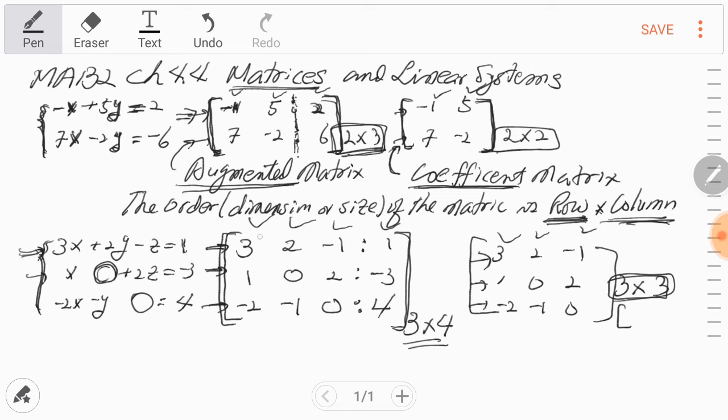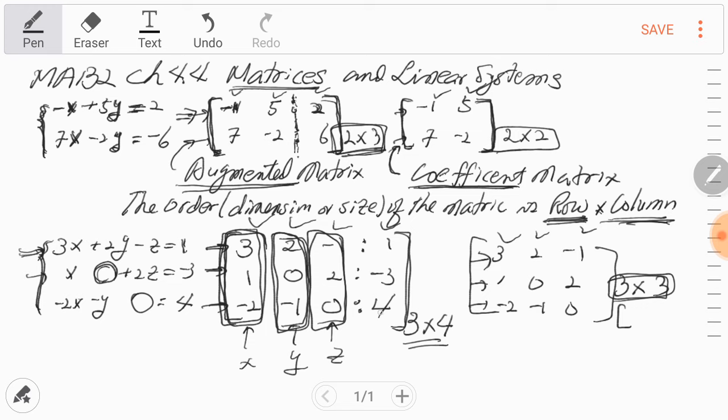Okay, so in this case, the first column is the coefficient of x. The numbers in the second column in this matrix are the coefficients of what? Y. Good. Okay, the numbers in the third column are the coefficients of, yes, you are right, z. And the last one are the constants of each equation. This represents the equal sign.